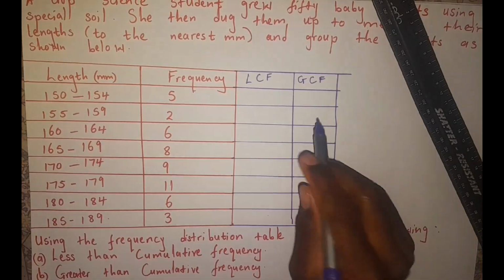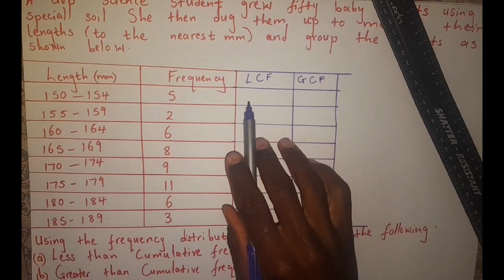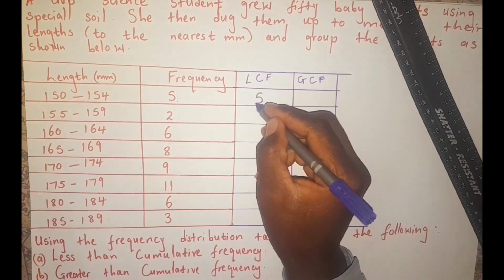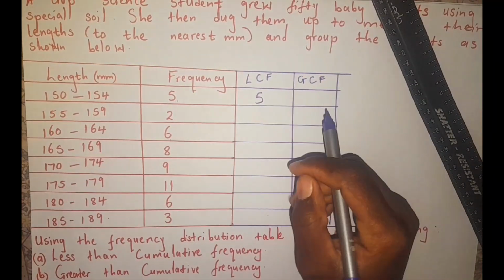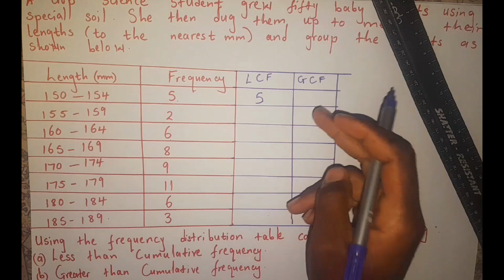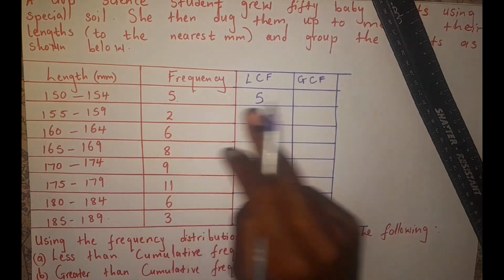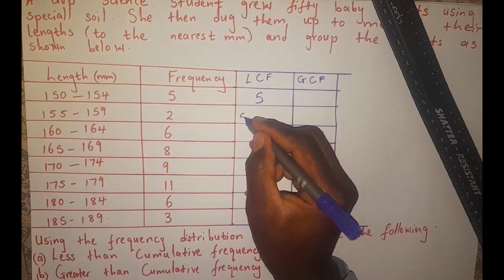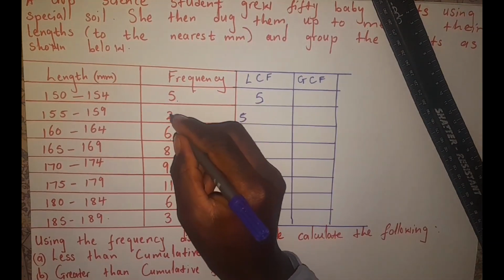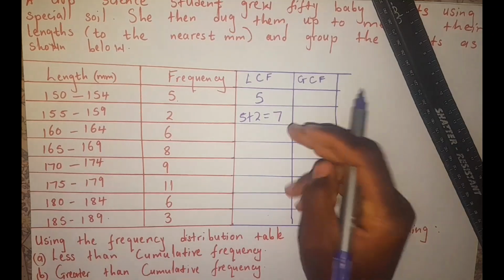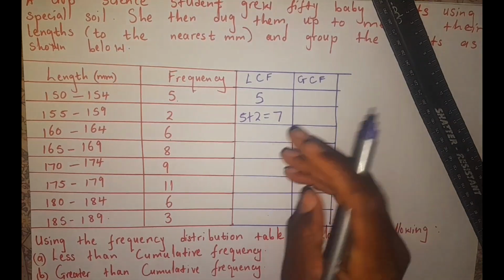To find the first less than cumulative frequency, we take this frequency as it is, so this is our first less than cumulative frequency. Now I'm going to calculate the second one. We say this 5 plus the second frequency, 2, and we get 7. So 7 is our second less than cumulative frequency.